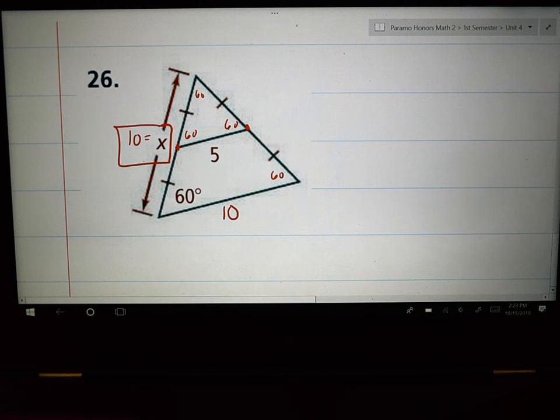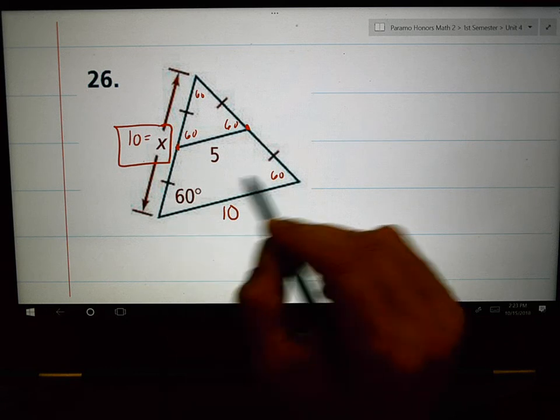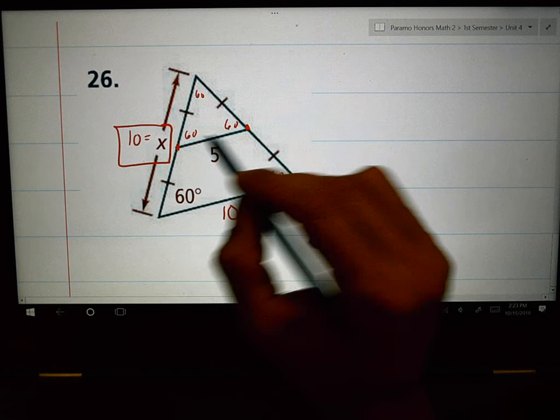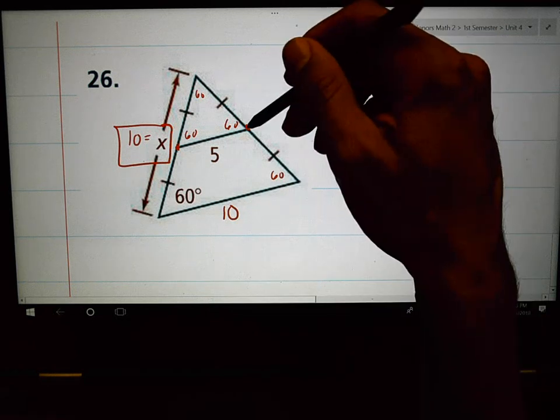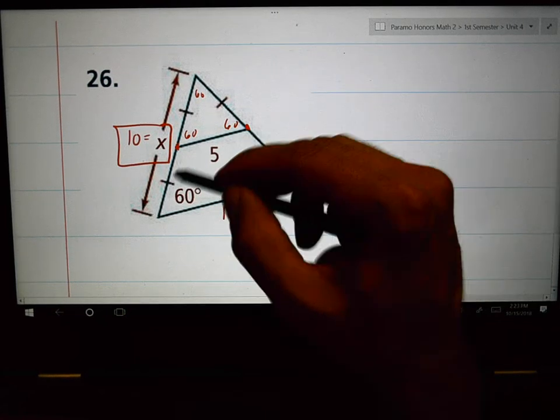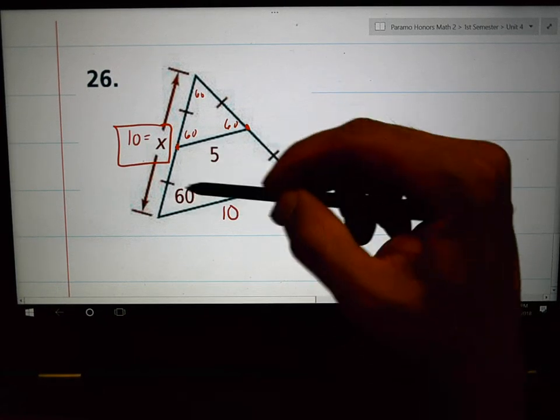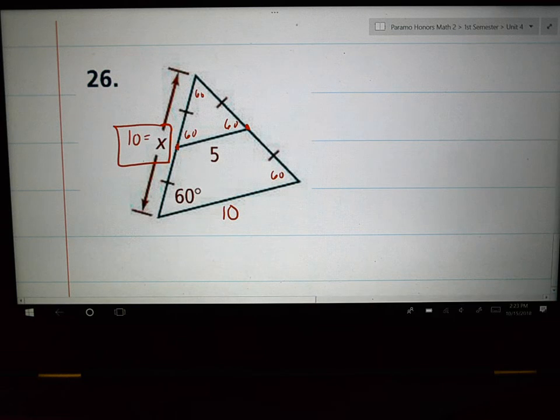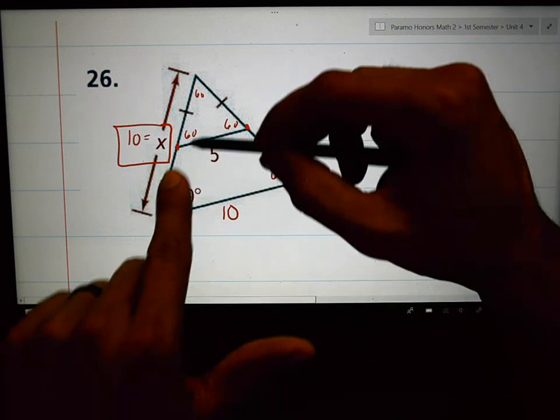Yes, sir? How do we know that the 60 above and the 60 for the smaller triangle are corresponding angles? These two? Remember how I told you this is a midpoint and this is another midpoint? It's a mid-segment. It's parallel, so the corresponding angles have to be congruent if they're parallel. I know here and here have to be 60.